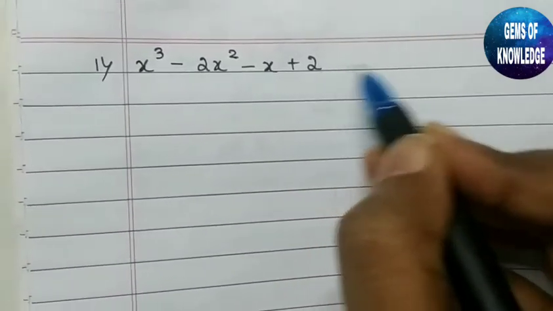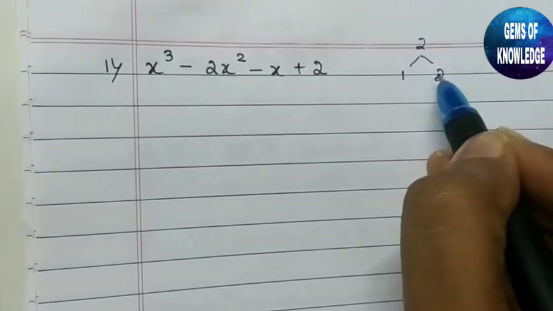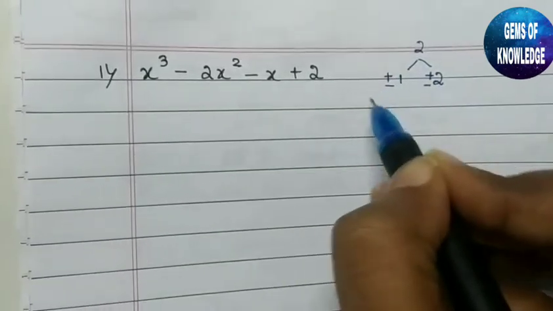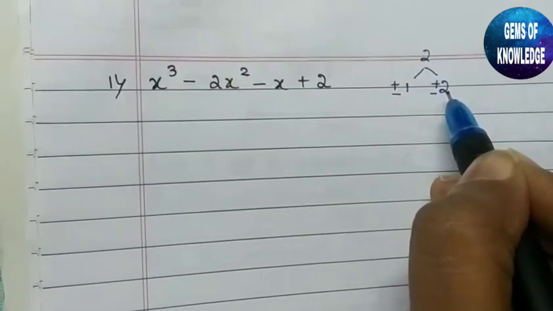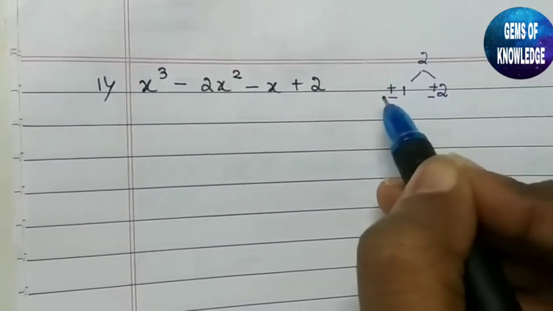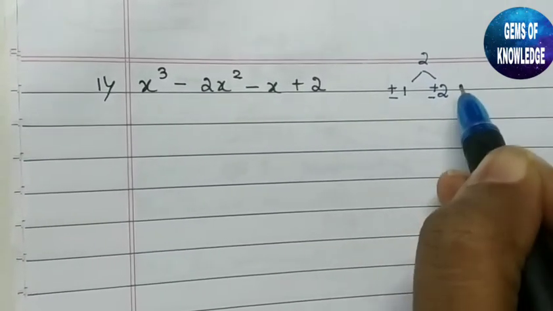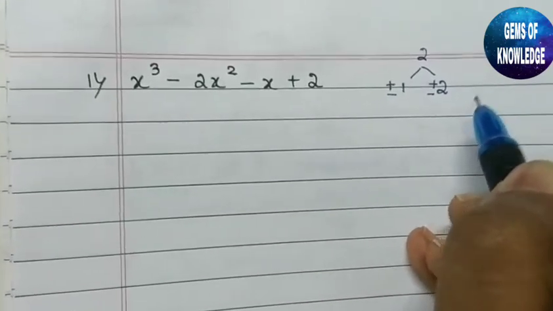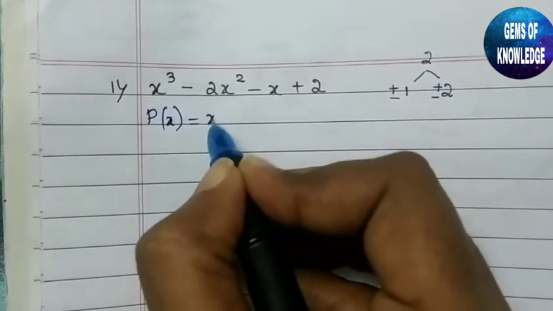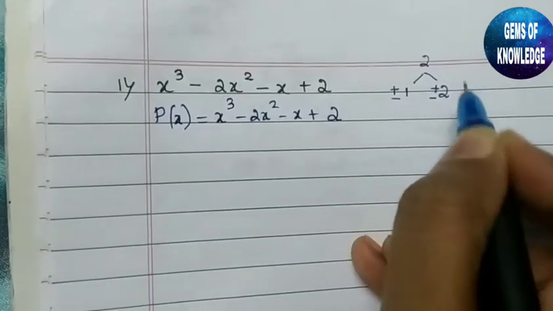Okay, so you need to find the factors of this 2, that is, 2 can be written as 1 times 2. You need to take these as plus and minus. So using these terms you must find p of x which should be equal to 0. So you should take the values of x such that using these values only, you get 0. So let me show you. We need to consider p of x equals this term, that is x cube minus 2x square minus x plus 2. Now we need to substitute these values.